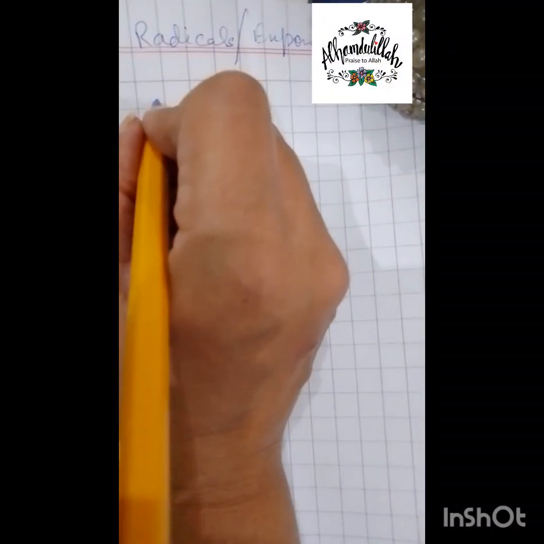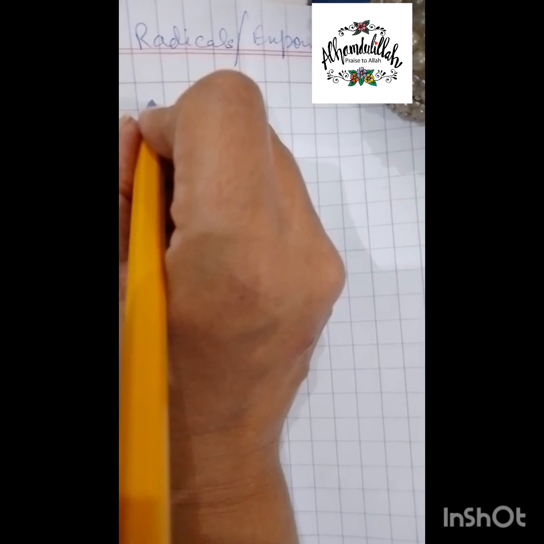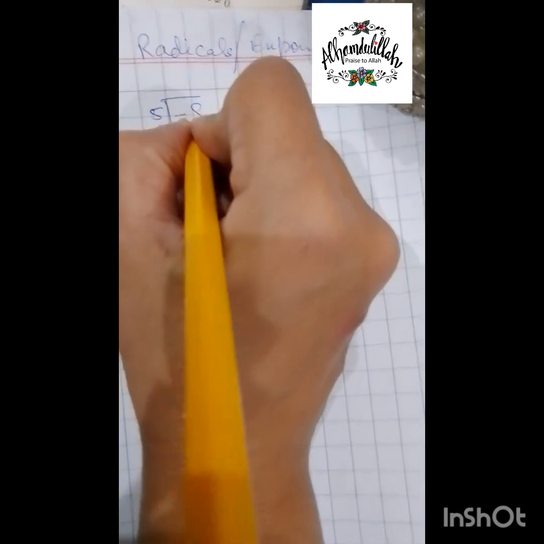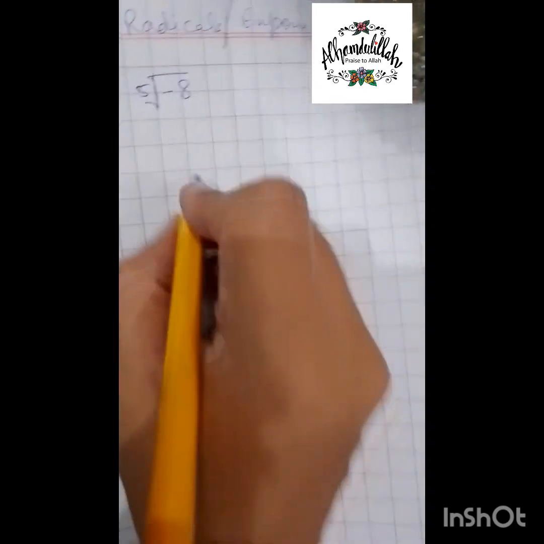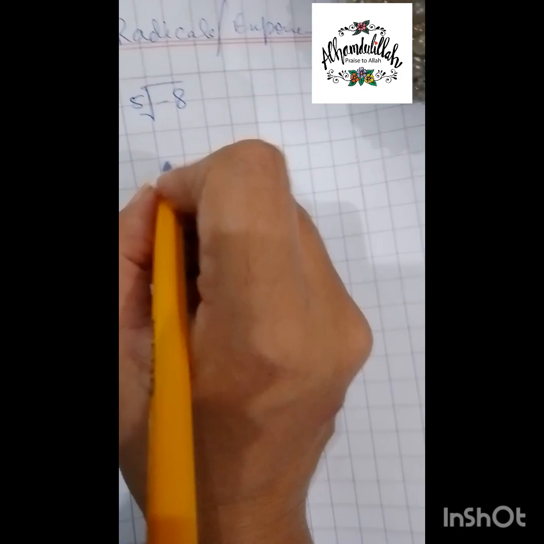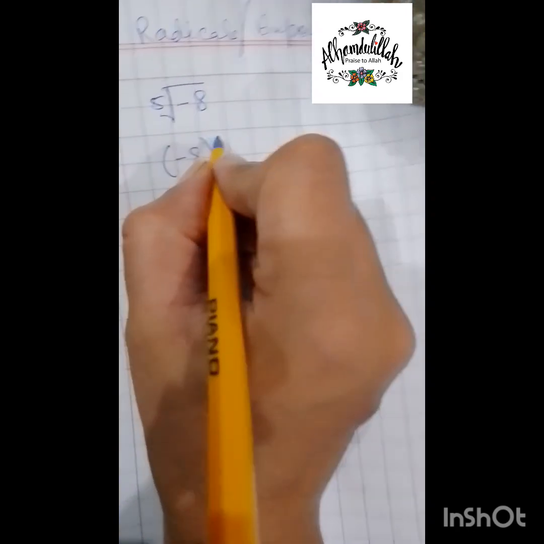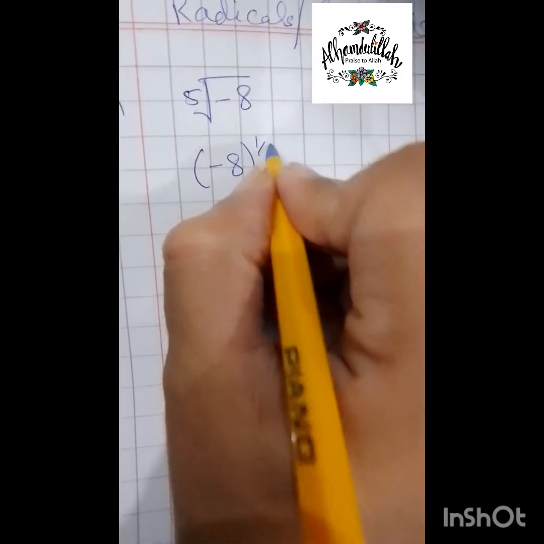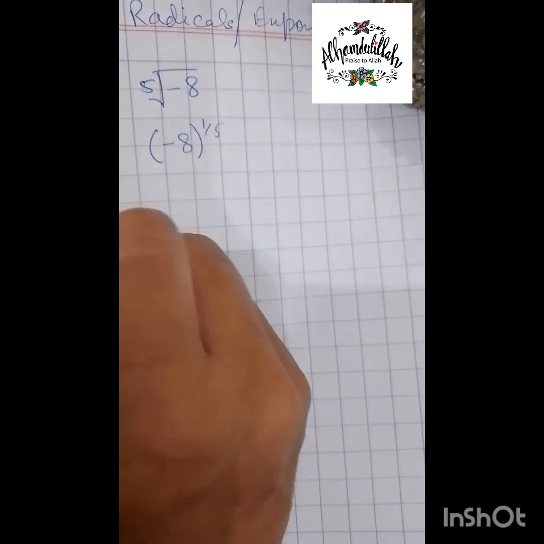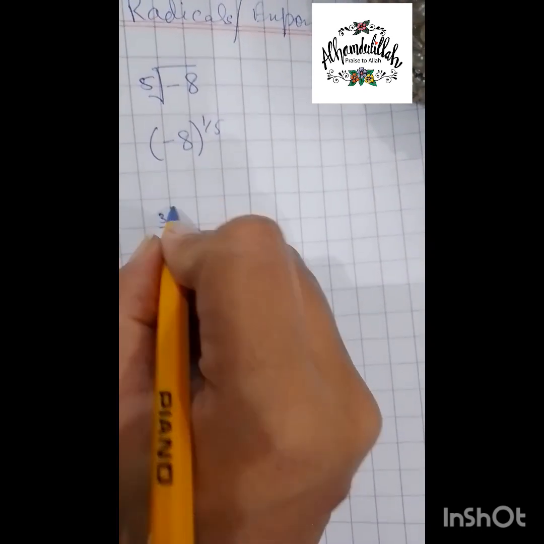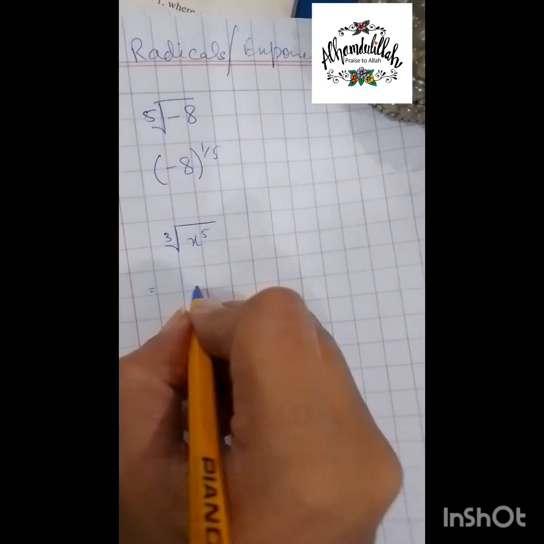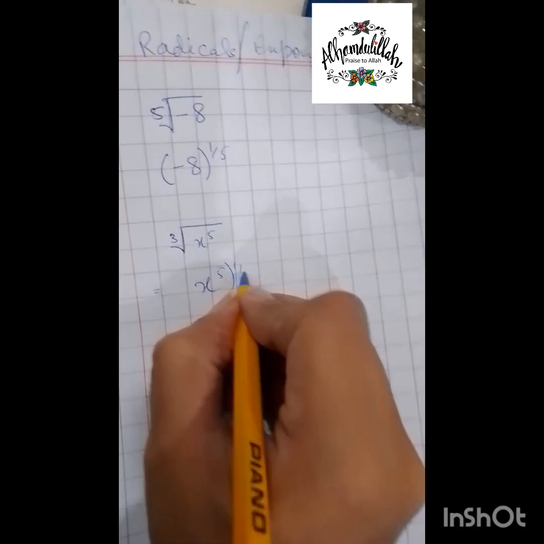Today we are going to do some examples of radicals and exponents so that you can understand the concept better, and examples will help you understand the concept of indices clearly. We have here a radical sign, the radicand and the index.